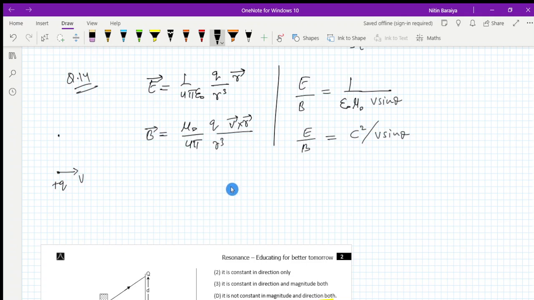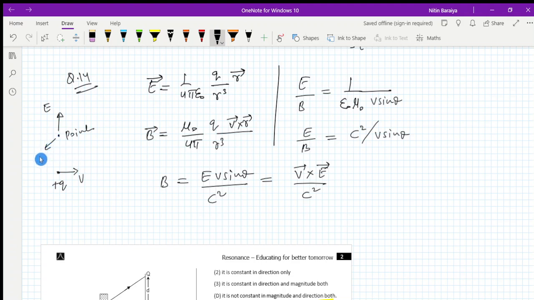So now from here we get B is equal to E times v sine theta divided by c square. Now the question is whether it will be E cross v or v cross E. It is going to be v vector cross E vector. How? We can check it with this example. At this particular point, what is the direction of the electric field? It is in this direction. Now what is the direction of the magnetic field? It is out of the plane of the paper. Now you see whether v cross E should give you B or E cross v should give you B. Definitely v cross E is giving us B, and therefore v cross E is the correct expression.